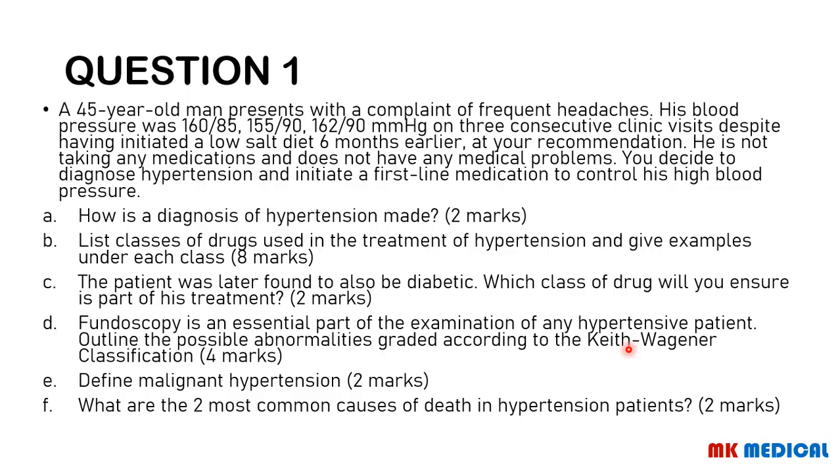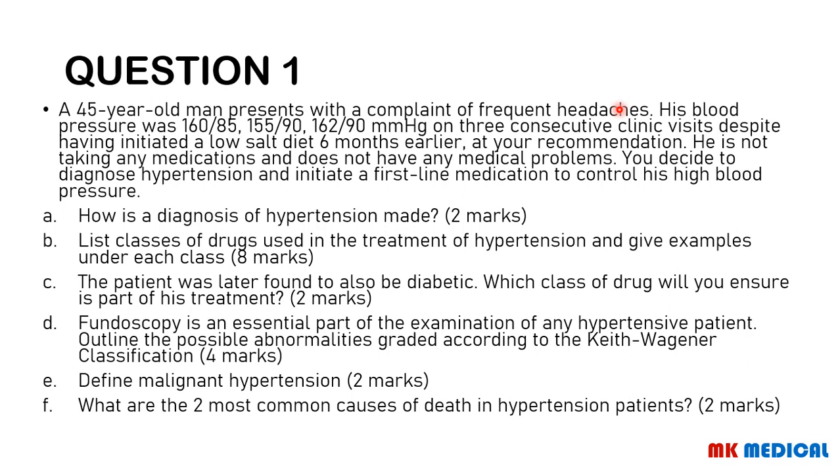You have a 45-year-old man who presents with a complaint of frequent headaches. His blood pressures were 160/85, 155/90, 162/90 on 3 consecutive clinic visits, despite having initiated a low-salt diet 6 months earlier at your recommendation. He is not taking any medication and does not have any medical problems. You decide to diagnose hypertension and initiate a first-line medication to control his blood pressure.